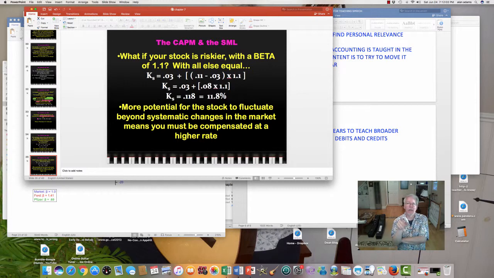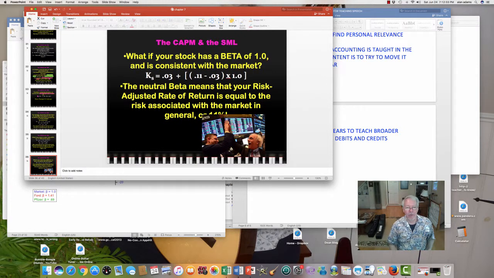What does it mean? It means that because of this stock's higher beta, it's more volatile, and there's a greater tendency for it to fluctuate over what the market is doing. If your stock's beta is less than 1, then it will fluctuate along with the market, but not to as great a degree. Remember, less than 1, less volatile. Greater than 1, more volatile. And with more volatility comes more risk, and therefore you expect a greater rate of return to compensate you for that risk. Okay? What if your stock has a beta of 1?